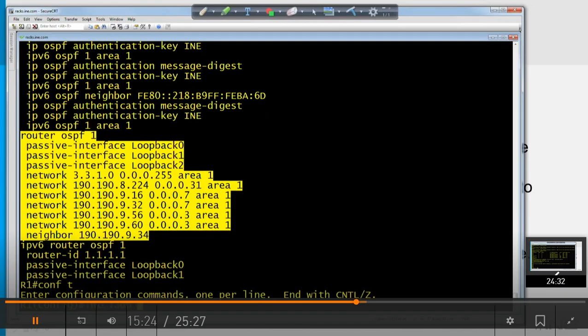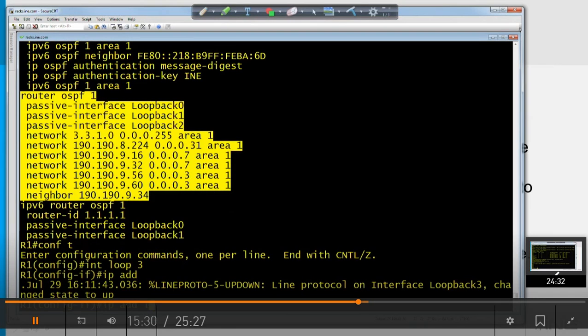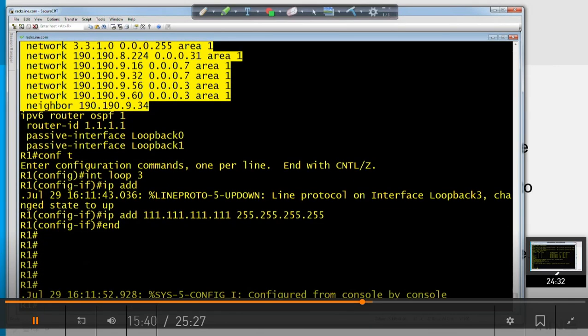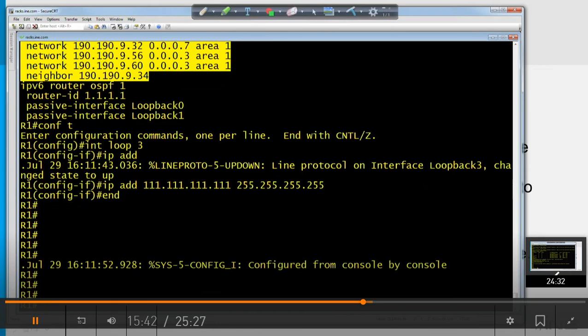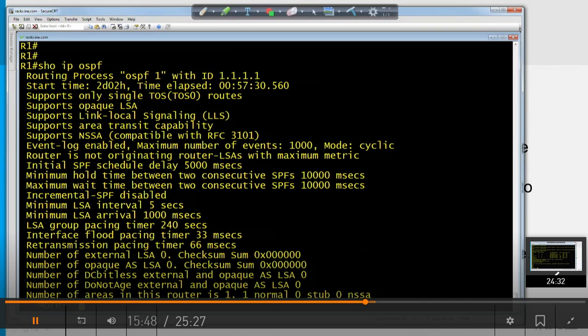Interface loopback, I've already got 0, 1, and 2, so let's do interface loopback 3. IP address 111.111.111.111. We'll just make that a /32 because all we're doing is using that. Okay, loopbacks automatically come up. Let's see if he switched over to using that as his router ID. Nope. He's still using 1.1.1.1.